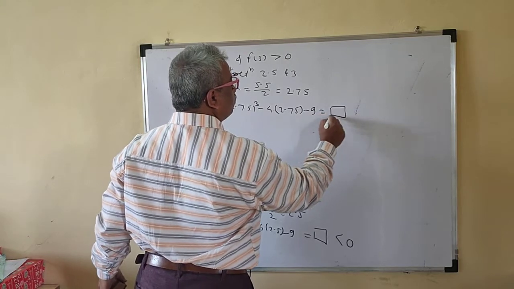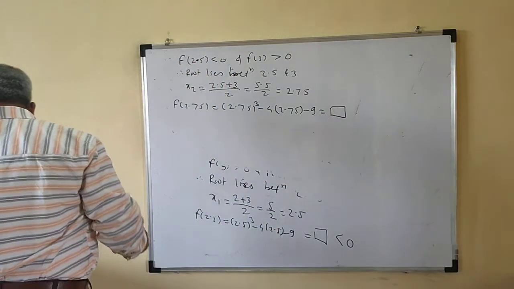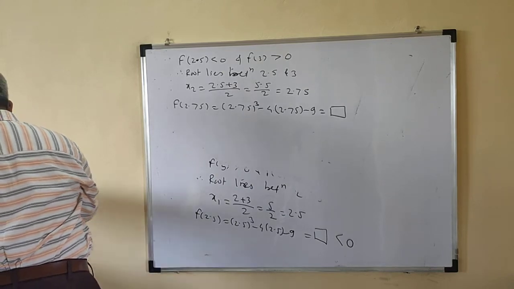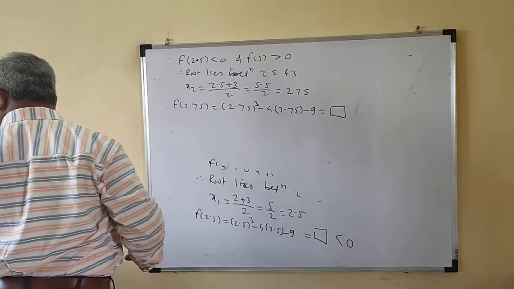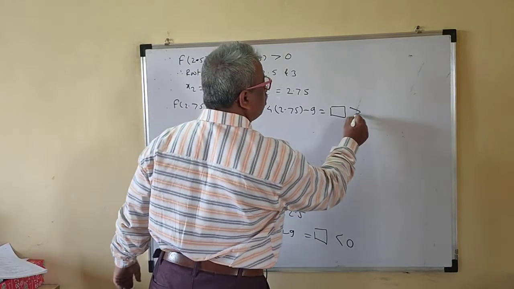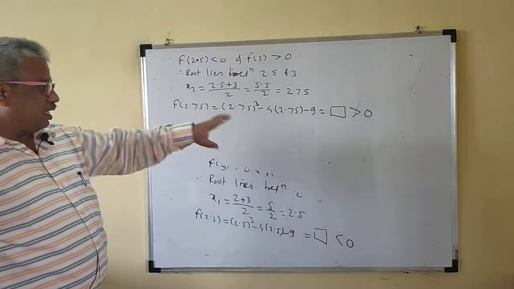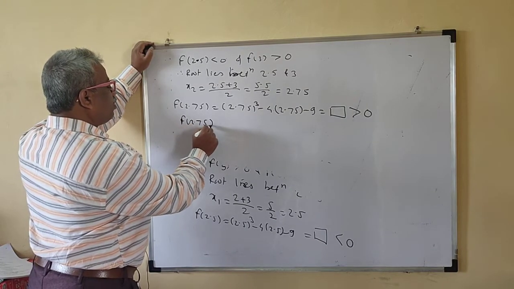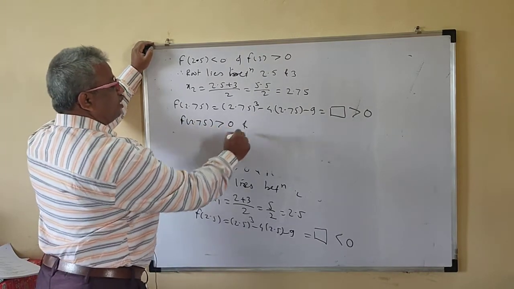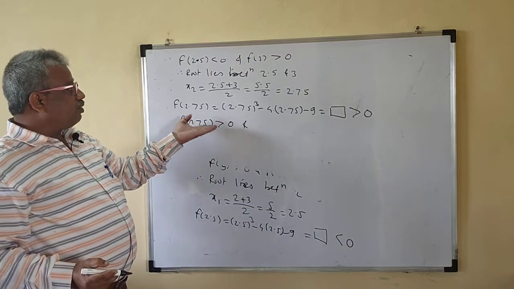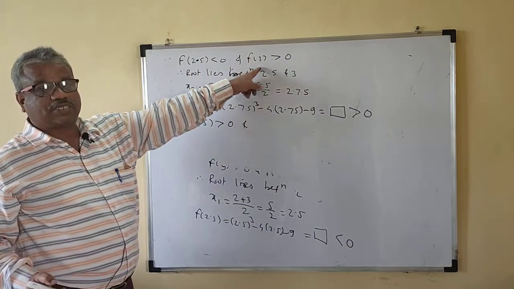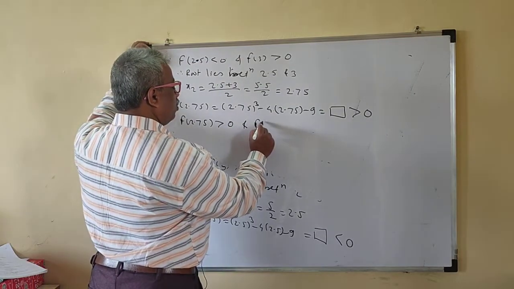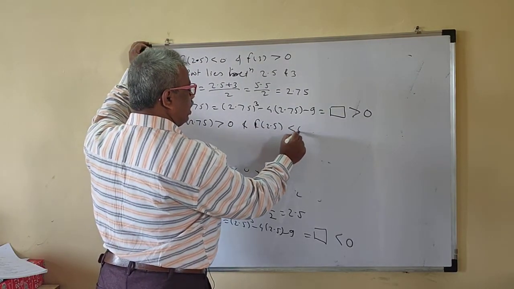Find the value of this one. And this value is positive now. You check yourself whether this is positive or not. Now your f of 2.75 is positive, and just check which one was negative in the previous step. 2.5 was the negative. F of 2.5 is negative.